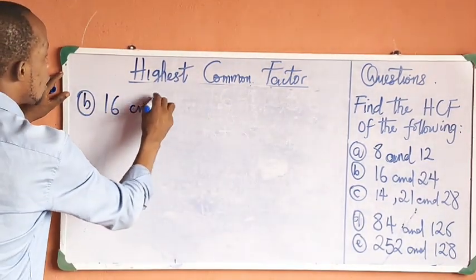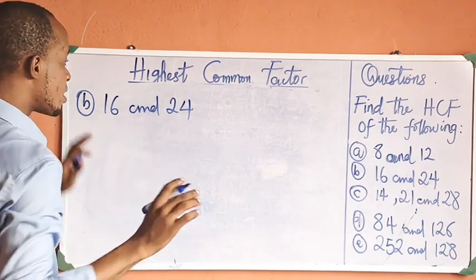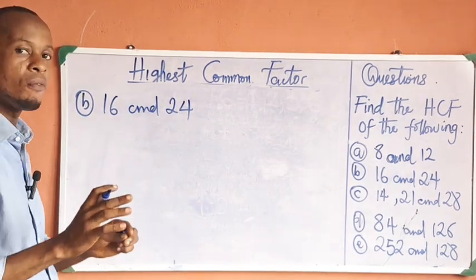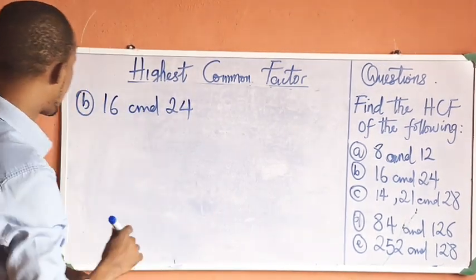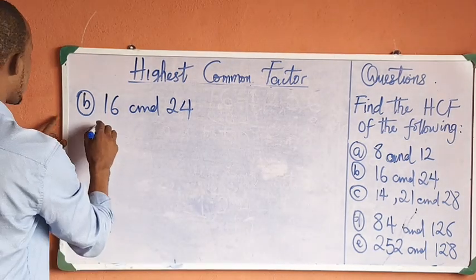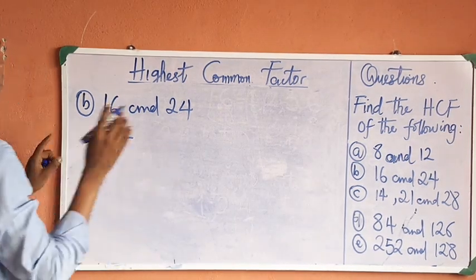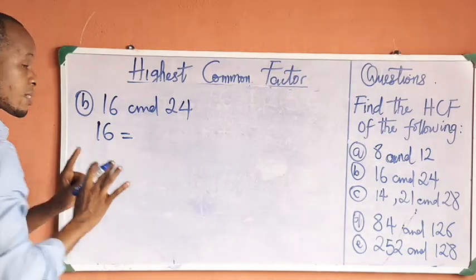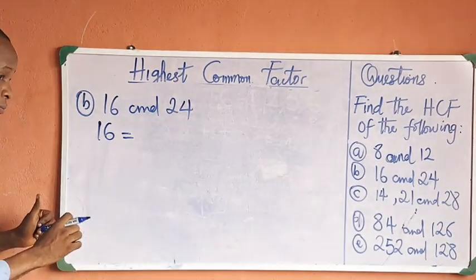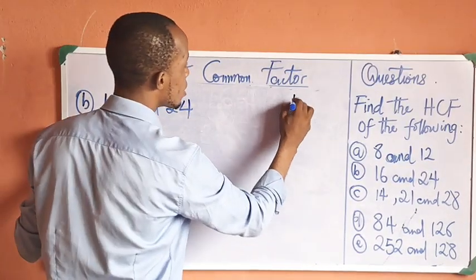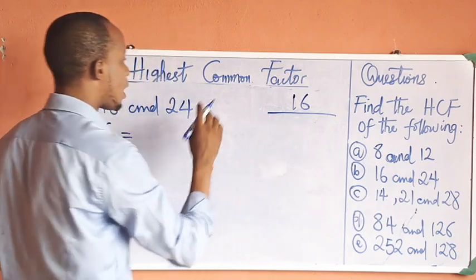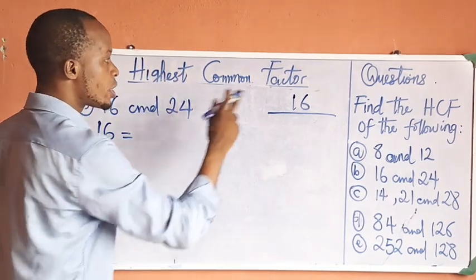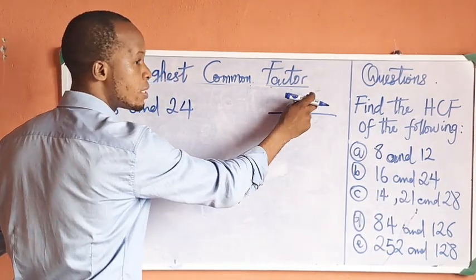16 and 24. Still using the listing of factors method. Okay, we want to list the factors of 16 now. So what are the numbers that can divide 16 without a remainder? Here is the shortcut. Put 16 up, and then what are all the numbers that when you multiply them, the answer will be 16?